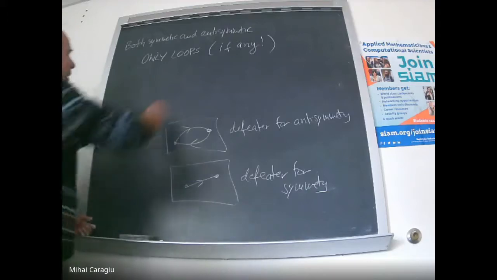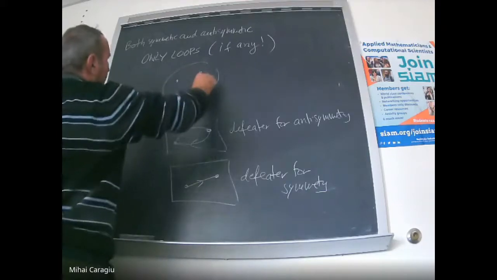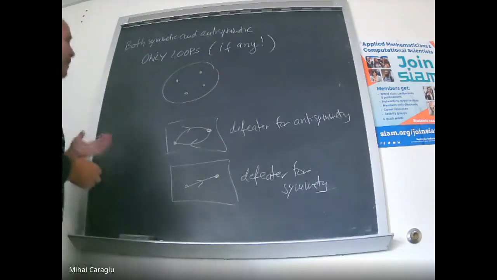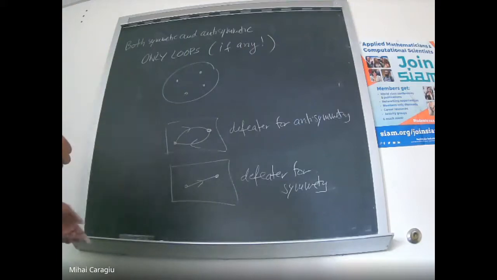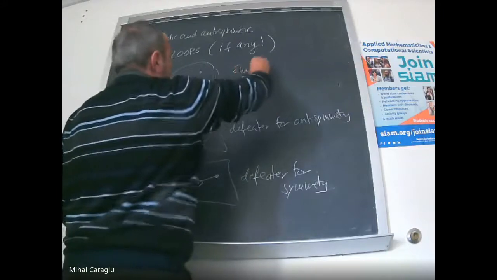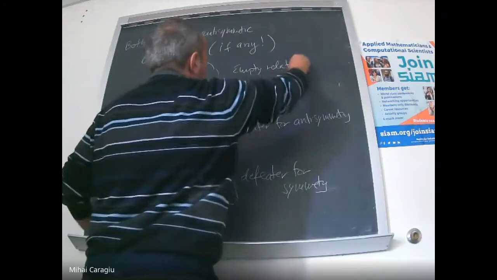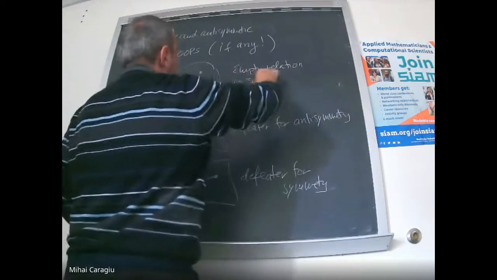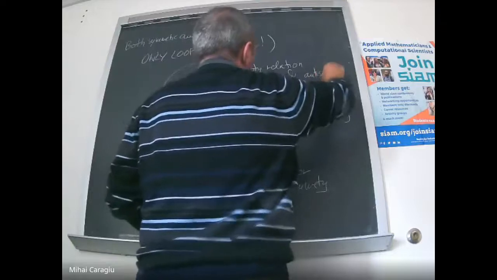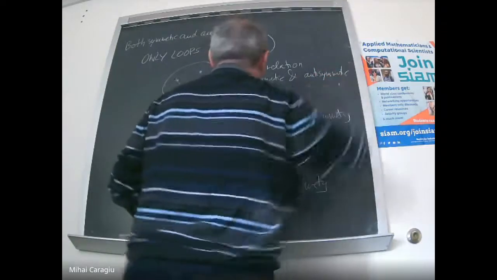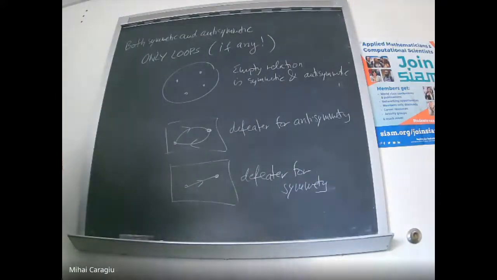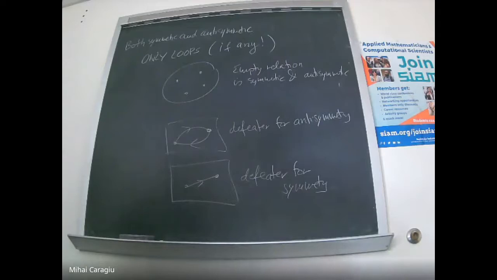So a symmetric and antisymmetric relation is a relation which only has loops, if any. If any, because the empty relation is symmetric and antisymmetric, because we don't see any of those defeaters. So the empty relation is symmetric and antisymmetric. So everything between the empty relation and equality is both symmetric and antisymmetric.